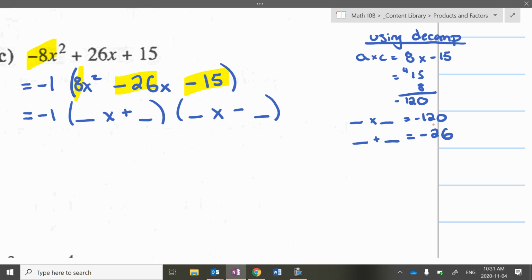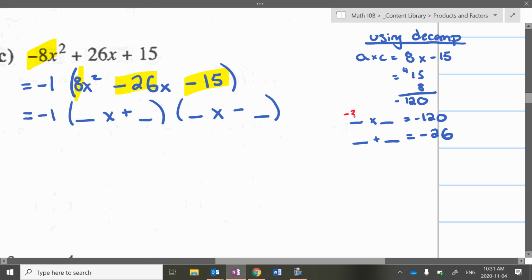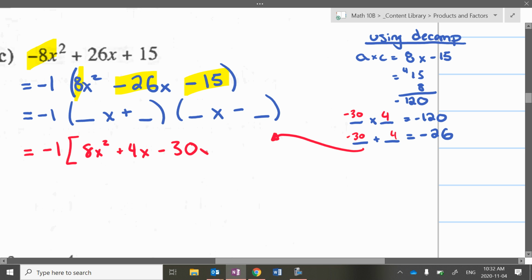30 and 4. Good. Which one's positive and which one's negative? So negative 30 times 4 gives me that negative 120. Negative 30 plus 4 gives me negative 26. So remember with decomposition, we keep that negative out front. And then I would rewrite this as 8x plus 4x minus 30x minus 15.